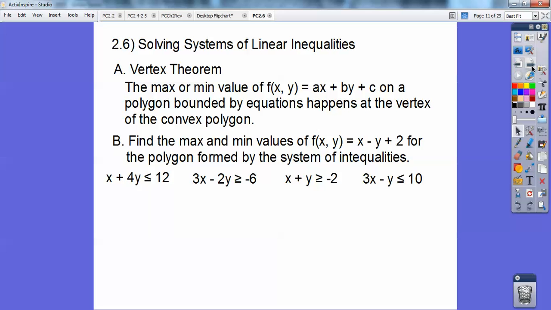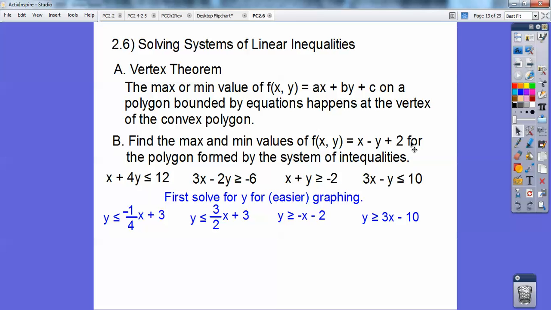So here we have this function in terms of x and y, x minus y plus 2, and we want to find the max or minimum values on the polygon that's bounded by this inequality and this inequality and this inequality and this inequality. In the last chapter, I showed you how to graph systems of linear inequalities, so take a look at that if you don't remember how, and I'll just briefly go over it. First, I solved for y on each of these equations just for graphing purposes.